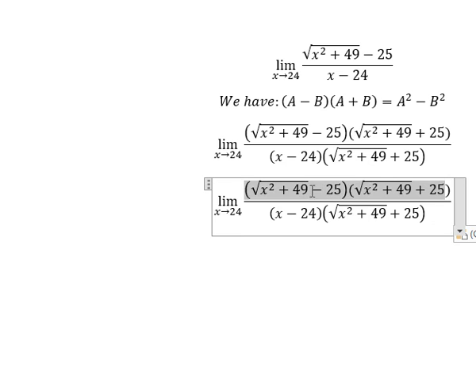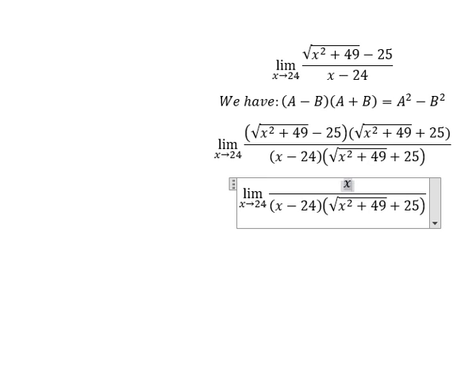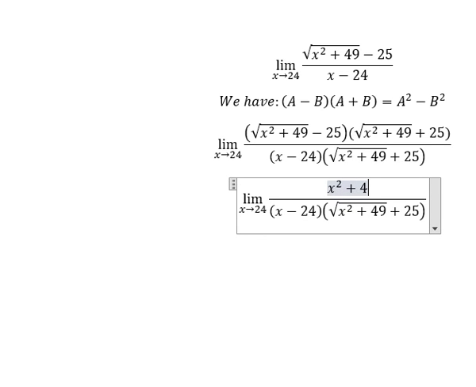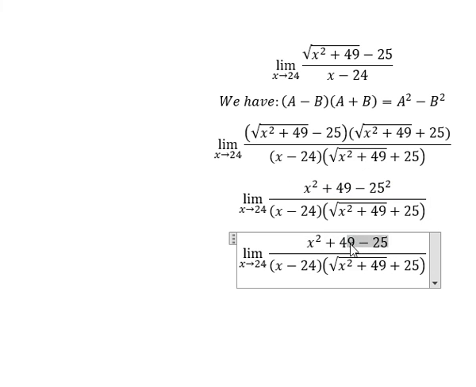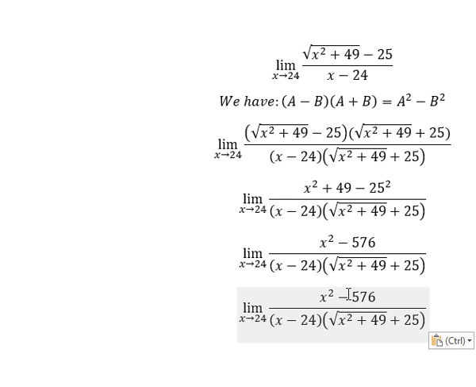So this one, we have s squared plus 49 minus 25. So this one, the power 2. So this one, we have negative 576. And this number in here, that is 24 to the power of 2.